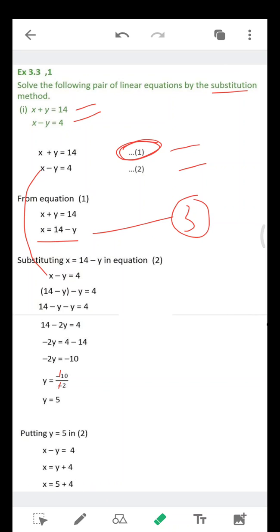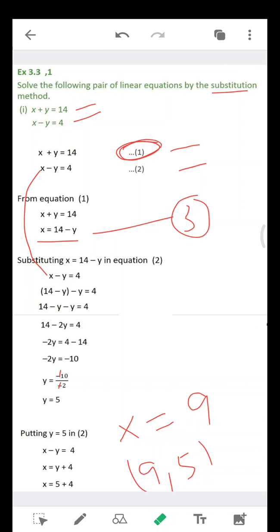x minus y equals 4. What is our y value? y is 5. So 5 plus 4 is how much? 9. So x is equal to 9. So therefore 9 comma 5 is the solution of these two equations.